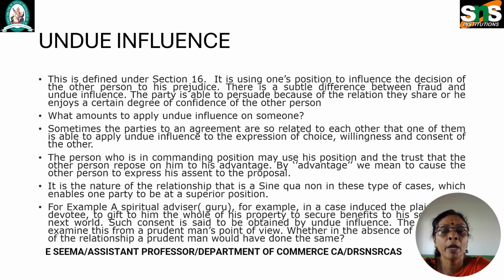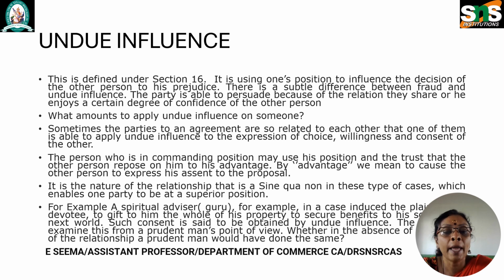Sometimes the parties to an agreement are so related to each other that one of them is able to apply undue influence to the expression of choice, willingness and consent of the other. The person who is in a commanding position may use his position and the trust that the other person reposes in him to his advantage. By advantage, we mean to cause the other person to express his assent to the proposal. It is the nature of the relationship, a sine qua non in these types of cases, which enables one party to be in a superior position.